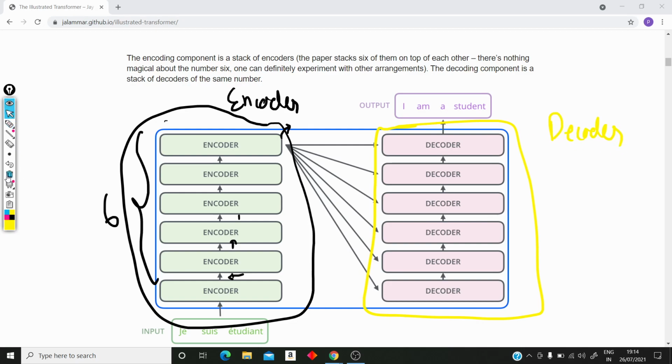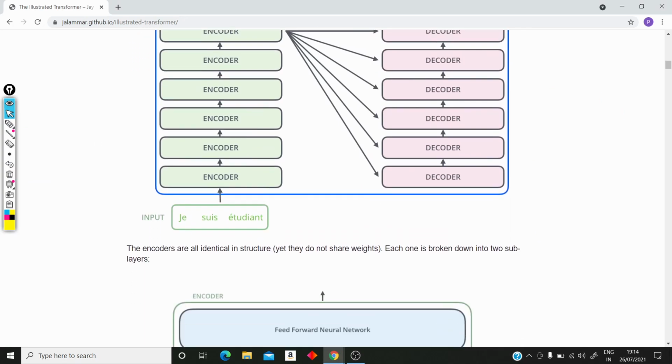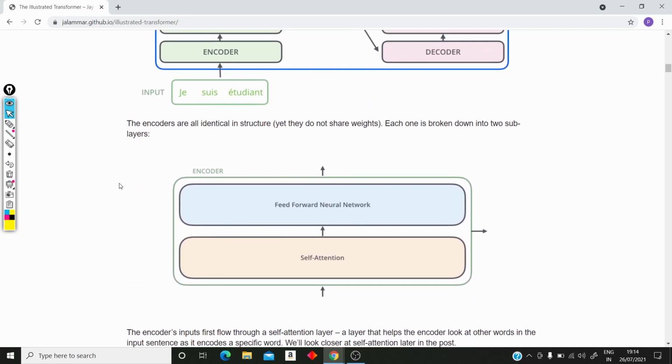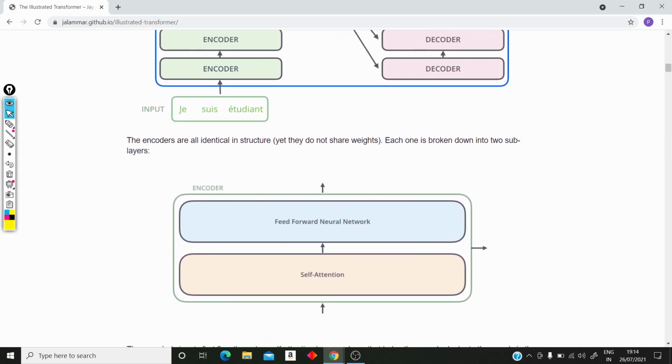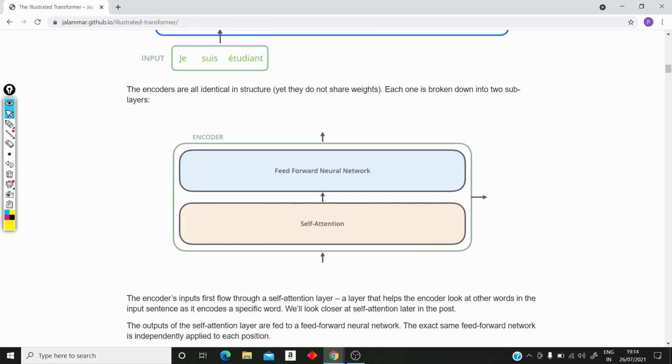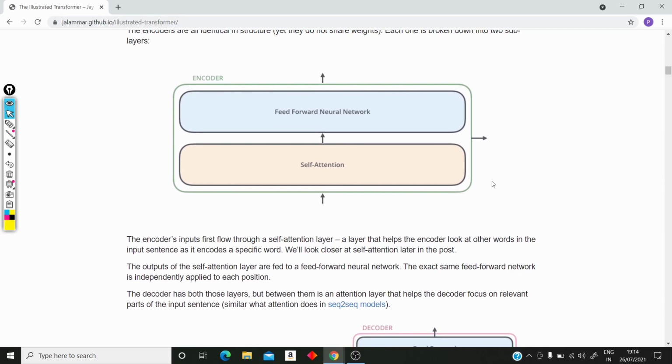Now let me erase these things and move forward. Inside the encoder, we are now focusing on just the encoder part. What is there inside just this one block, which is copied 6 times? I'll just discuss one encoder block, and then it will be copied 6 times. Inside the encoder, you can see there is one thing called self-attention, and there is a feed-forward neural network. One is very simple, that is the feed-forward neural network, that we all know.